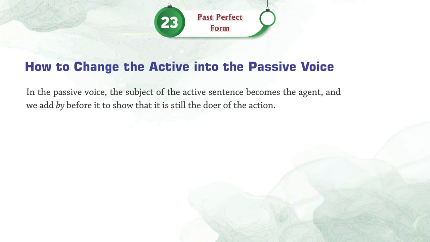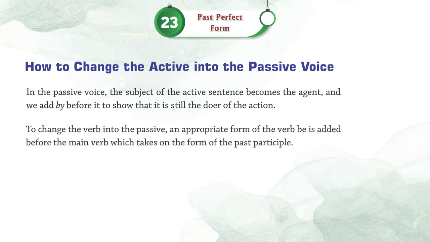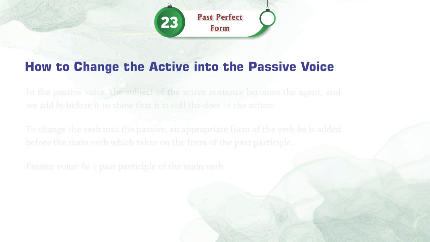In the passive voice, the subject of the active sentence becomes the agent and we add by before it to show that it is still the doer of the action. To change the verb into the passive, an appropriate form of the verb be is added before the main verb, which takes on the form of the past participle. Passive voice: be plus past participle of the main verb.